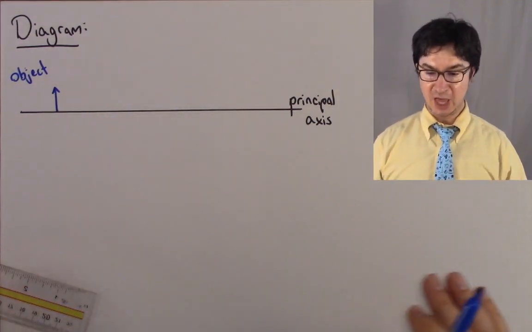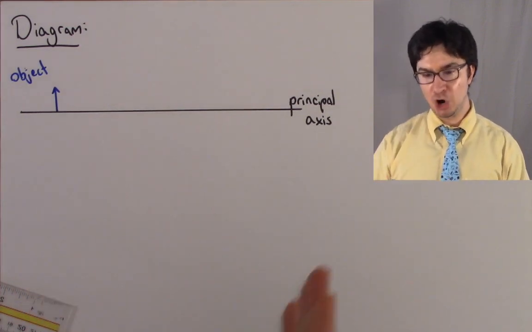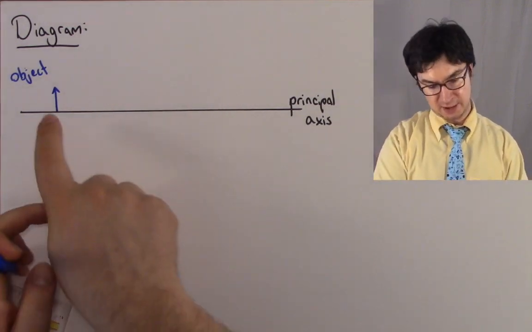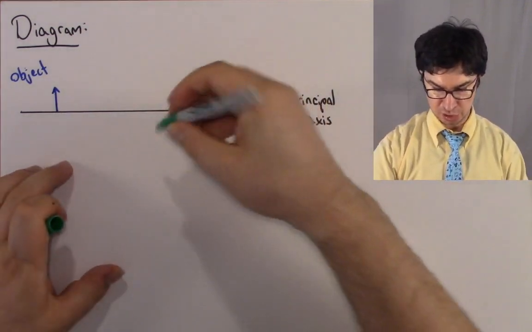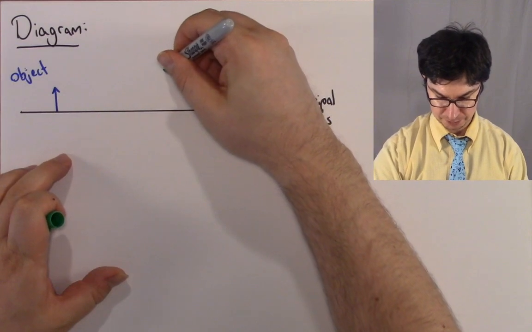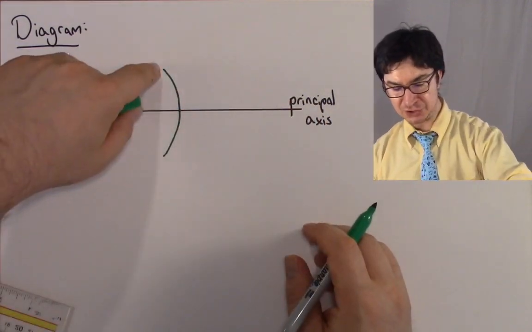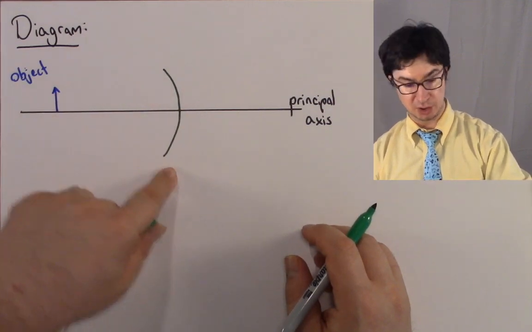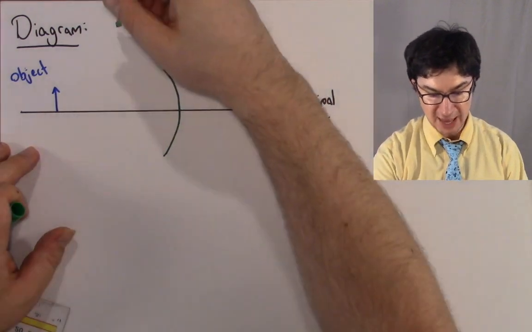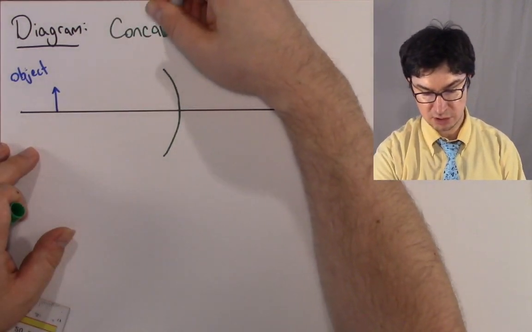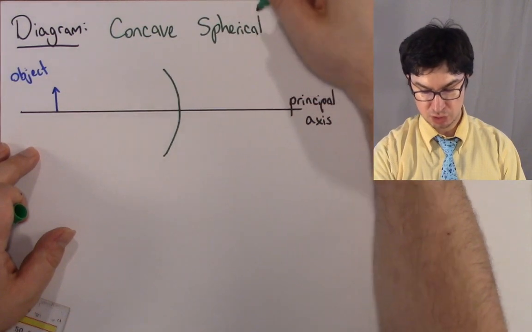Okay? Now, a concave mirror is going to be bowed away from the object. So the concave mirror that we're going to look at here is going to look like this. Now, I've tried to draw that as an arc of a circle because in reality, this is considered to be a concave spherical mirror.